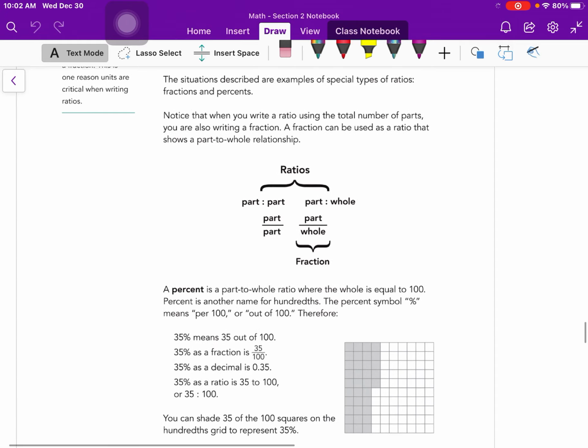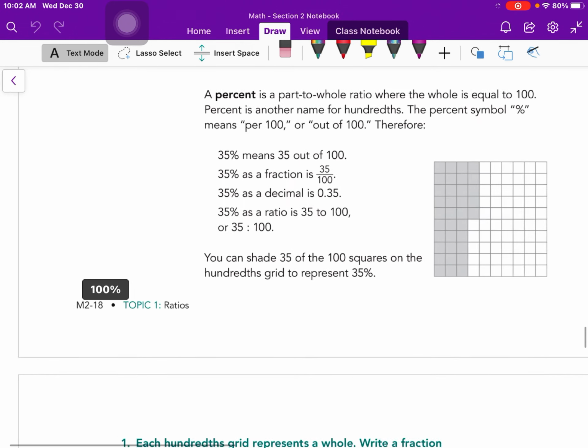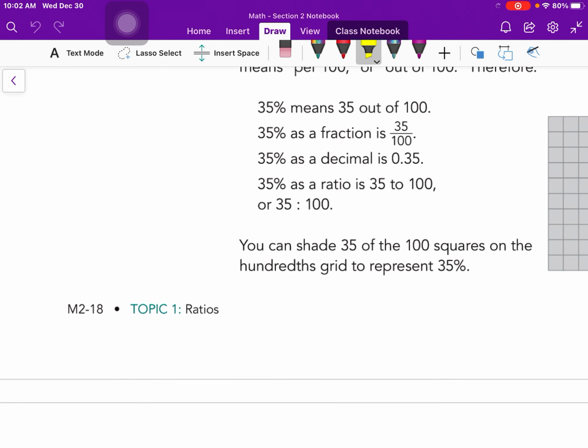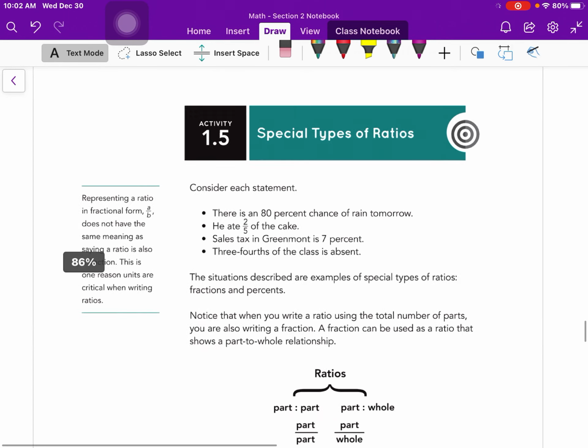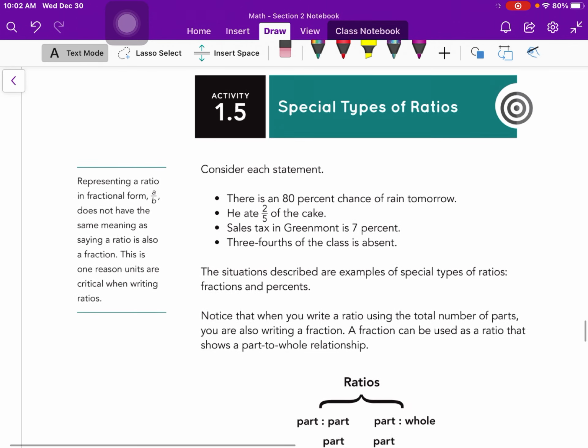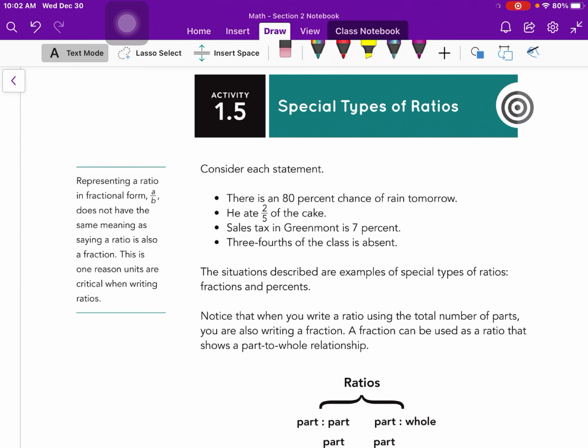1.5, special types of ratios. If you're following along in your textbook, it's M2-18. All right, so a special kind of ratio. So again, we're talking about ratios, and I want you to consider the following statements.